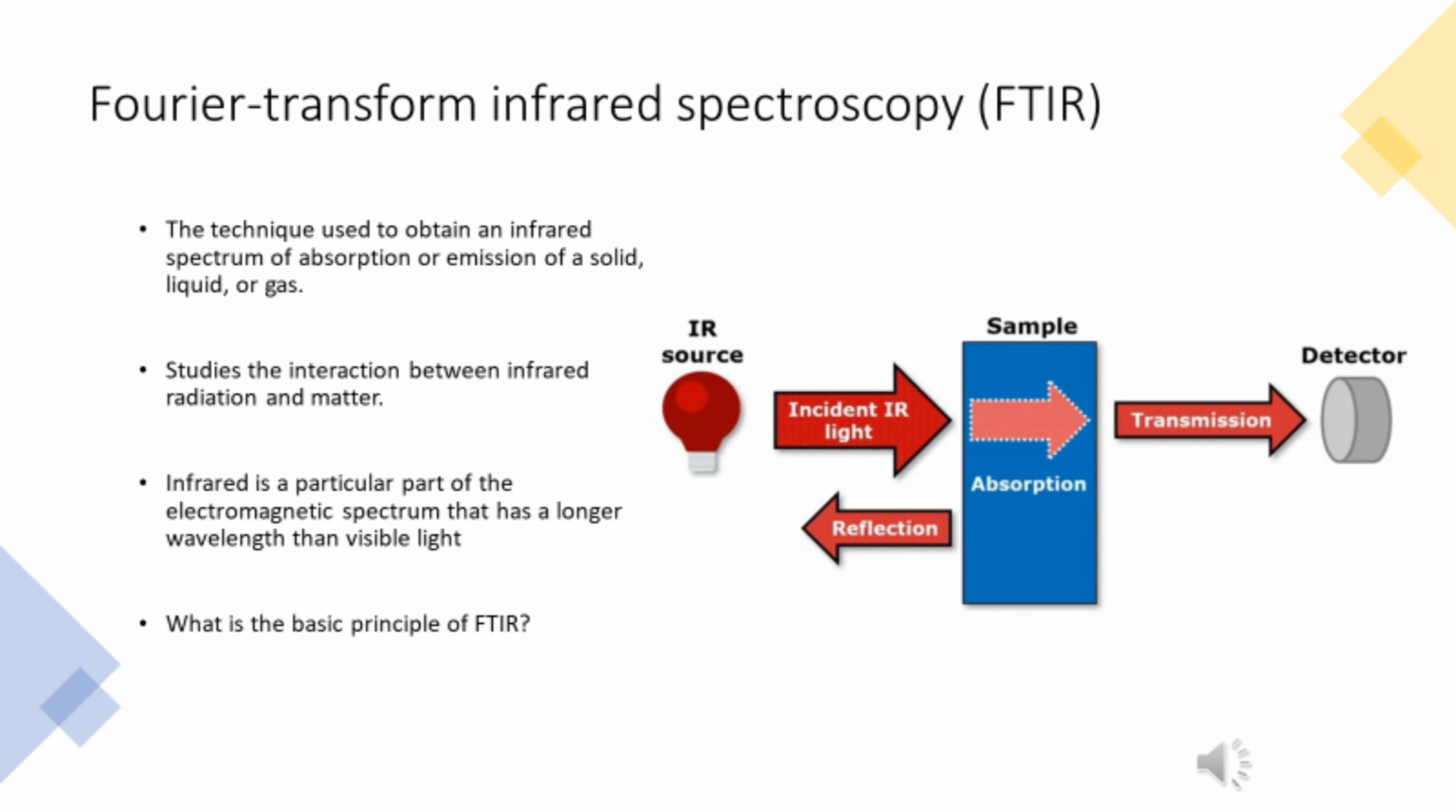So, what is the basic principle of FTIR? First, we need infrared light from a emitting source. The light is then directed at the sample. Some light is going to be reflected, but a larger fraction will travel through the sample and specific parts of it are going to be absorbed by the sample material.